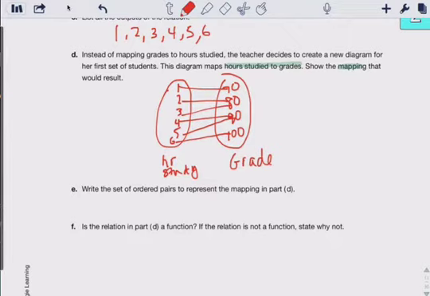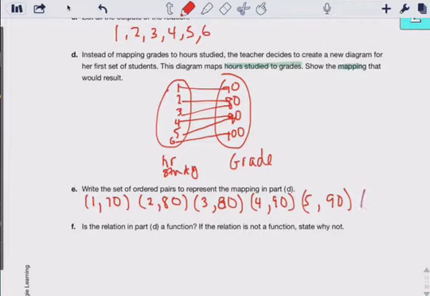Write the ordered pair to represent the mapping. 1, 70. 2, 80. 2 hours, score 80. 3 hours, score 90. 4 hours, score 90. 5 hours, scored... 3 hours, scored 80. Sorry. 4 hours, scored 90. 5 hours, scored 90. 6 hours, scored 100.